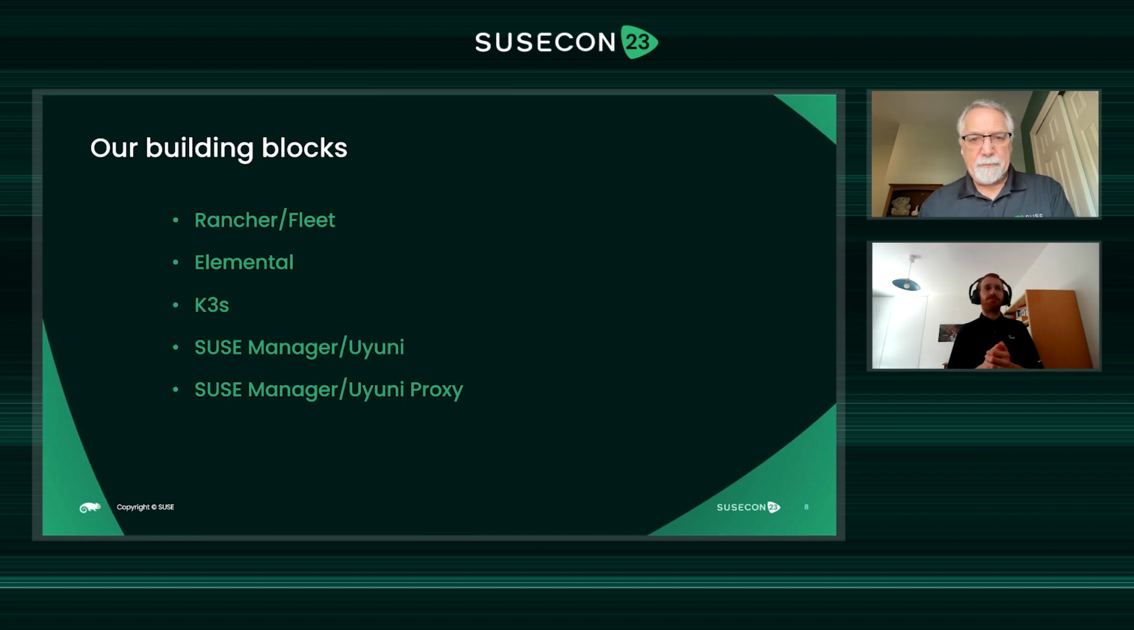First, what we have, as Don mentioned, we have Rancher Manager and Fleet. We have Elemental, which is the simplistic super minimal OS. We have K3s, which is this minimalistic Kubernetes distribution. We have SUSE Manager. In the demo, you will see it is Uyuni, but Uyuni is the upstream for SUSE Manager, so basically it's the same thing.